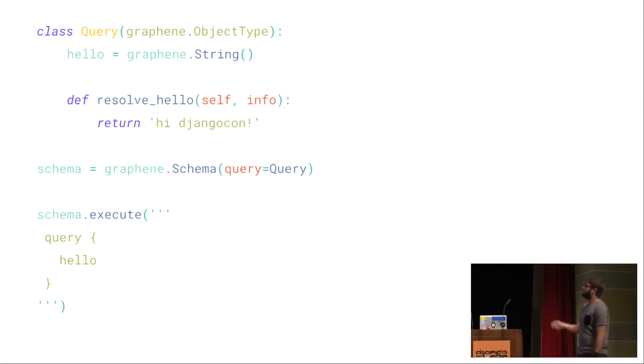And then for each field, you have to create a resolver function or method. That basically is the code that's fetching and returning the data. So for example, in this case, we have a field that's called hello, that's a string, and then the function is going to return "hello, hi DjangoCon". And then we get the schema passing in the query to the schema constructor, and then in this case, we're just executing the schema in here, but we obviously can use a POST request.